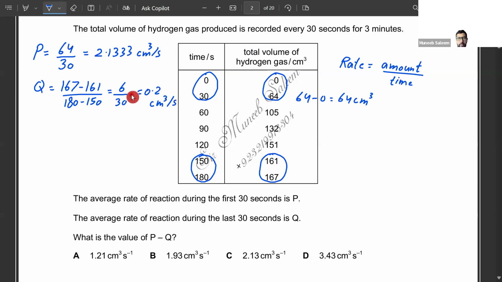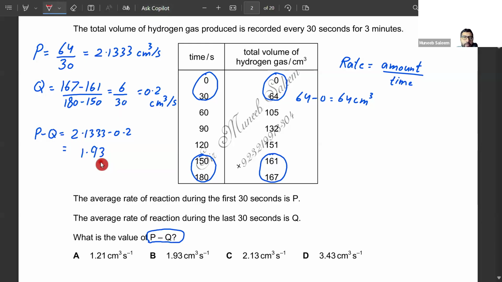All right, so we have got the values for P and Q. Now what you need to calculate is the value of P minus Q. So P minus Q will be equivalent to 2.1333 minus 0.2, and the answer comes out to be 1.93, and that's the correct answer, which in this question is option B.